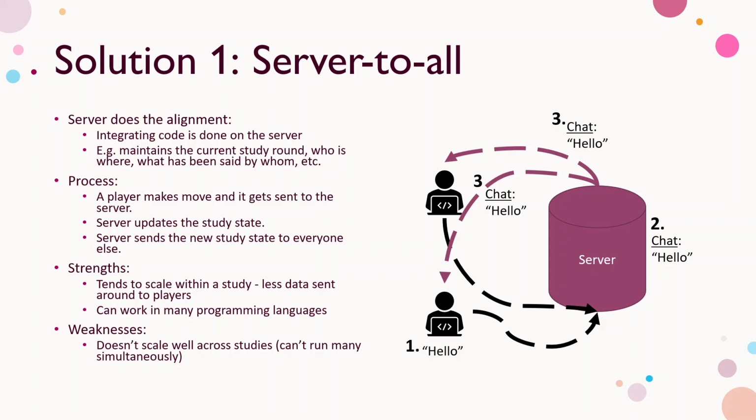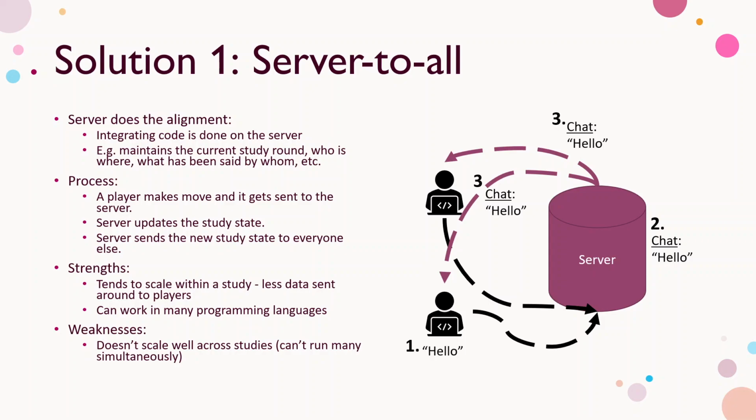So the first typical solution here is a server-to-all solution. And in this case, the server is doing all of the work of coordinating the information and making sure that player 1, player 2, player 3 have the information that they need and that the study is coherent. That when player 1 says hello, everybody sees hello show up in their chat. So in this case, the server is doing all the work. It's maintaining what round we're in, who's where in the network, who said what to whom. The server is keeping track of the whole thing.